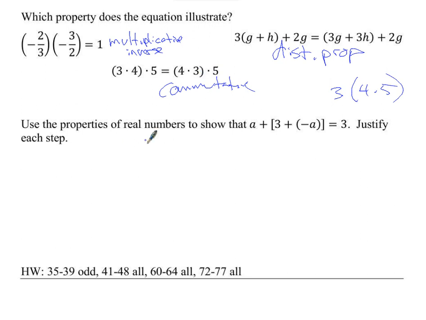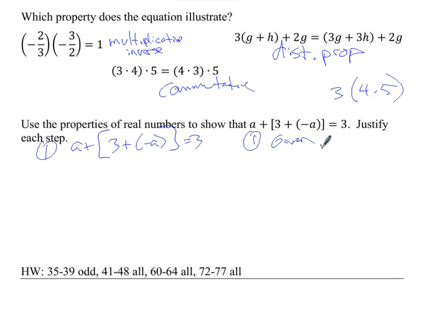Do we need to make a table? Steps and reasons? No? I don't think we do. Let's just go ahead and do this. So our first step, if this was geometry, would be to rewrite this step and then say given, right? Okay, so that's what we're going to do. A plus bracket 3 plus negative a equals 3, and that is step 1. Step 1, given.